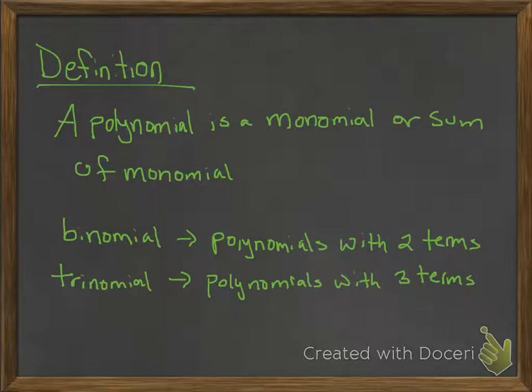One more definition, or really two. A polynomial is a mononomial or sum of mononomials. So polynomial, it has many mononomials to it. Binomial is a polynomial with 2 terms. Trinomial is a polynomial with 3 terms.